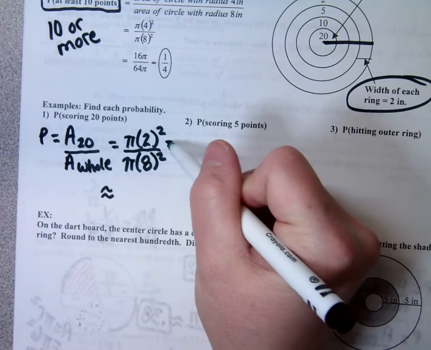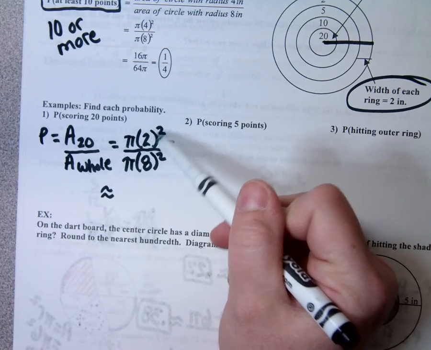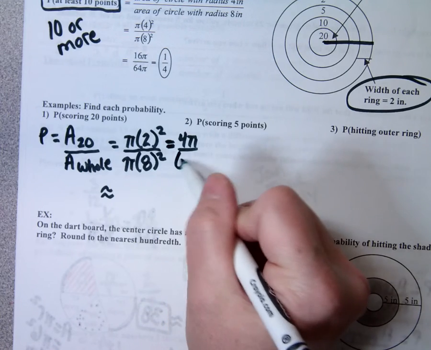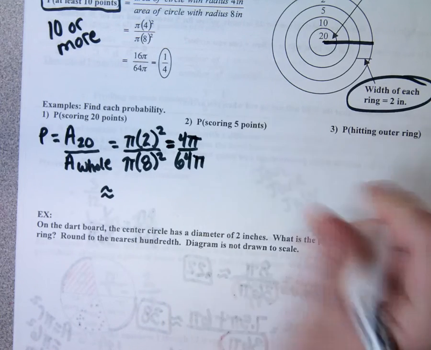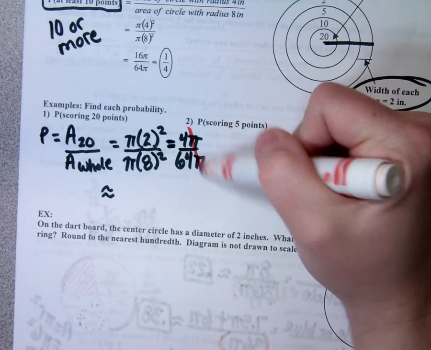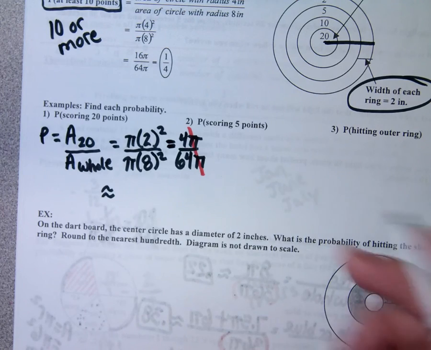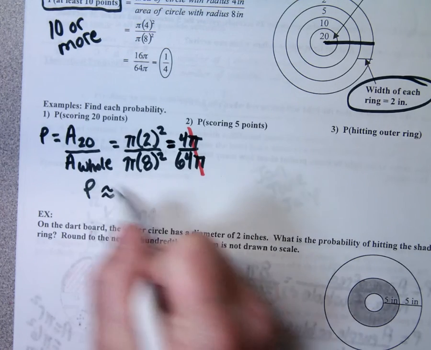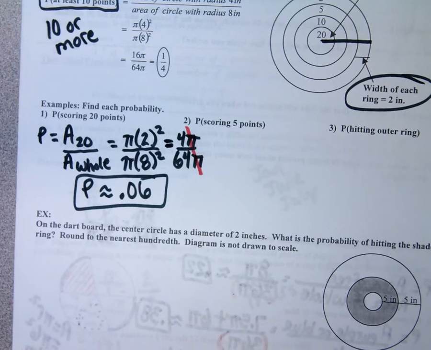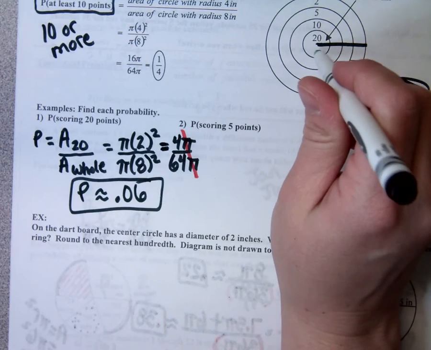Okay, I want to show you something real quick if you didn't want to have to do all of this in your calculator. What's 2 squared? So 4 pi. What's 8 squared? So 64 pi. Do you agree that this pi in the numerator and this pi in the denominator can cancel? All you have to do is put 4 divided by 64 in your calculator, and what do you get? 0.06 if you round to the nearest hundredths. So you have about a 6% chance of your dart landing in the 20.